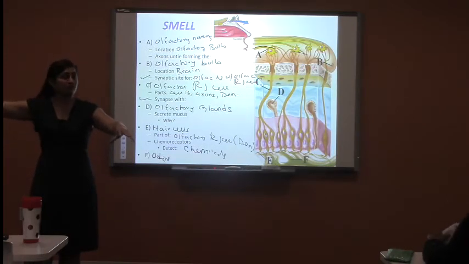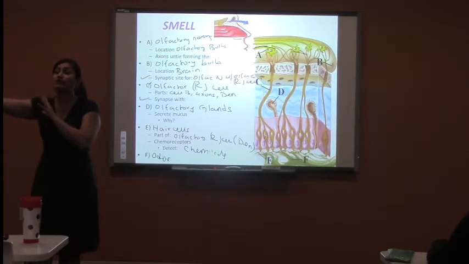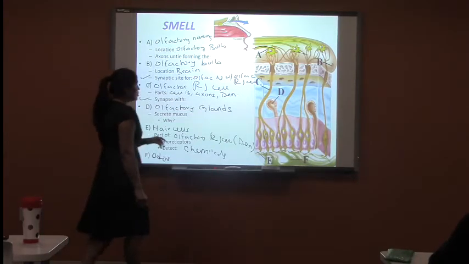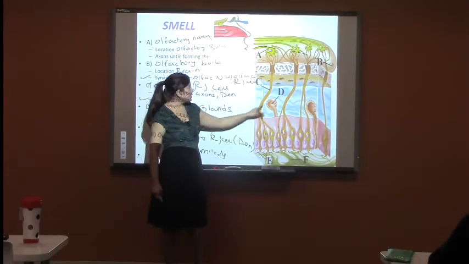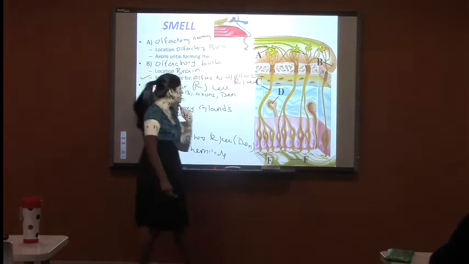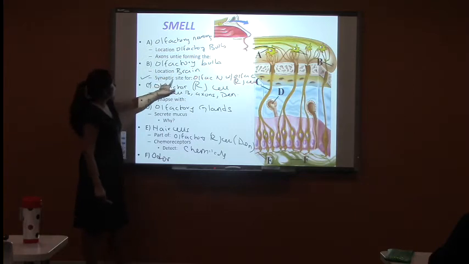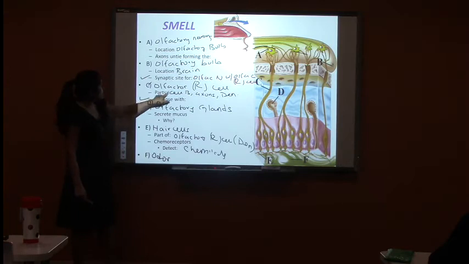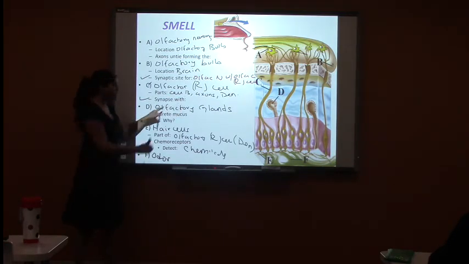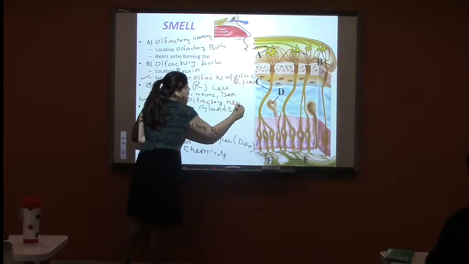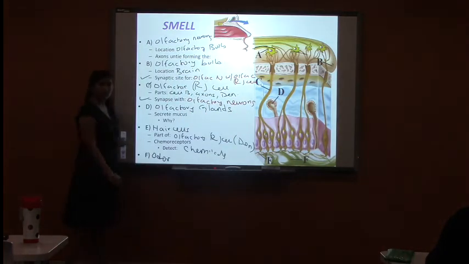The canteen would be olfactory bulb. You guys are olfactory receptor cell. My section 2 would be olfactory neurons. Does that make sense? That's what's going on. Okay? So olfactory receptor cell synapses with olfactory neurons within the olfactory bulb. So olfactory bulb is a synaptic site for olfactory receptor cell and the neurons. Does that make sense?